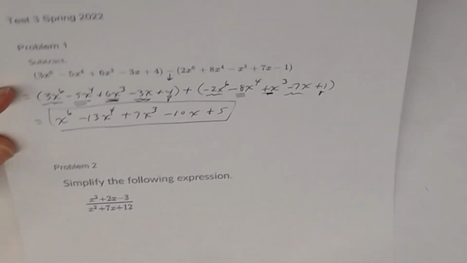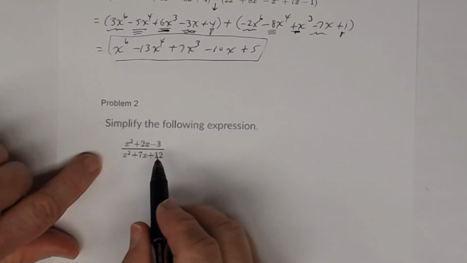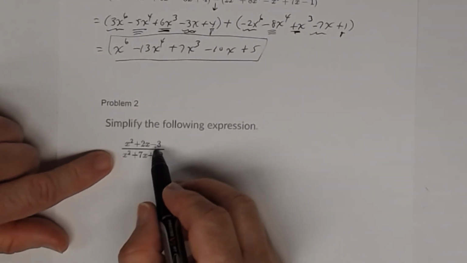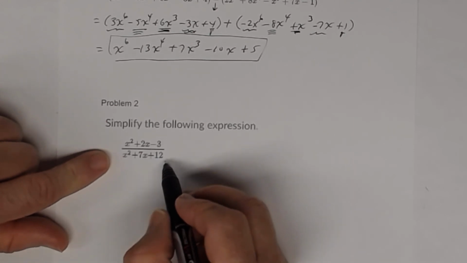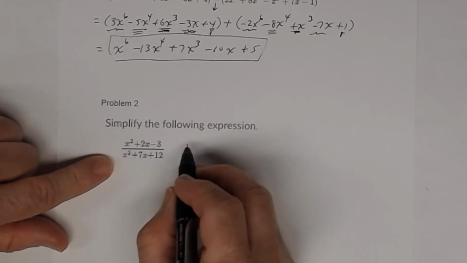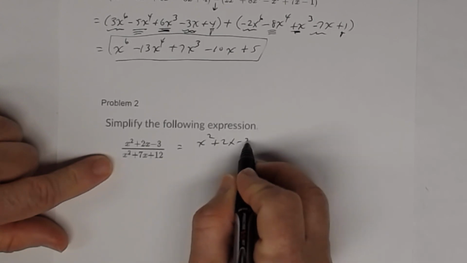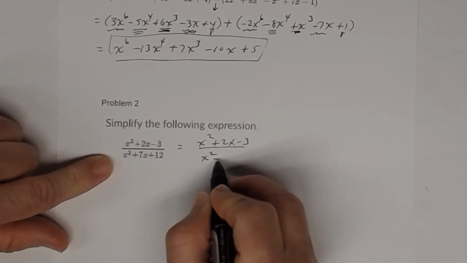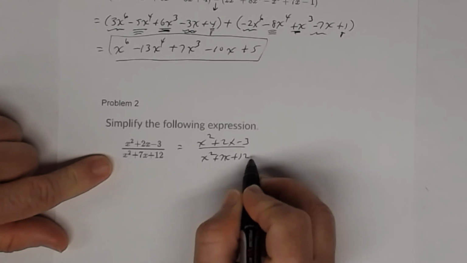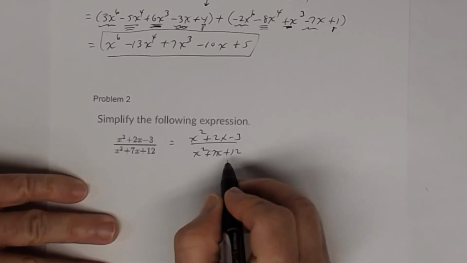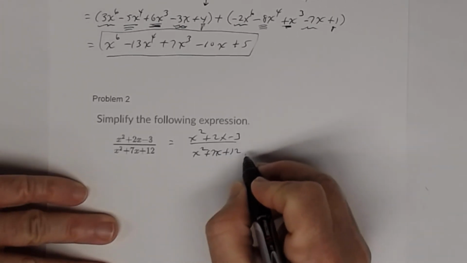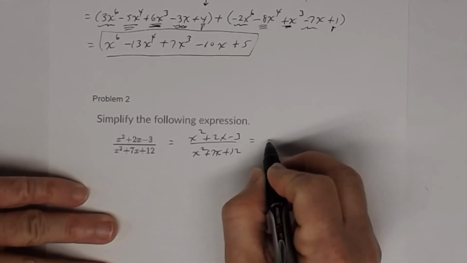Number two, you want to simplify this expression. Now, when simplifying expressions, you need to make sure that you factor completely. So let me go ahead and rewrite this over real quick. We have x squared plus 2x minus 3 divided by x squared plus 7x plus 12. All right, so you want to factor both the numerator and the denominator. So we have these polynomials that we need to factor, and they are factorable.